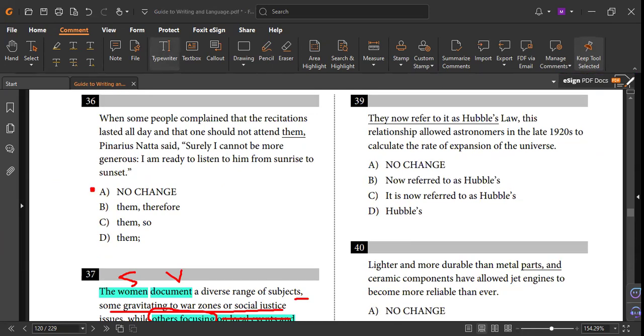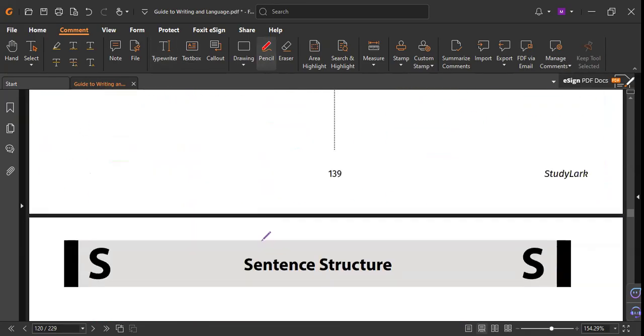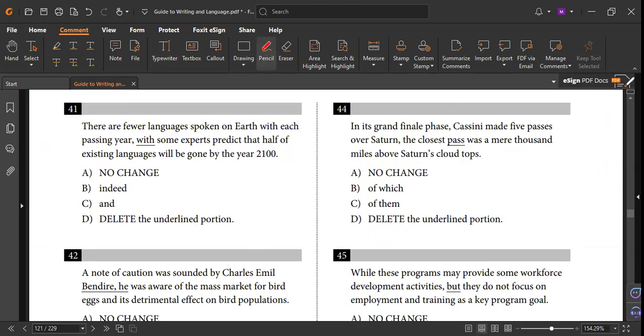Now, number 39. 39 is B. So B is correct. 40 is C. And 40 C is correct. 41 is B. 41 B is wrong. 41 is C.